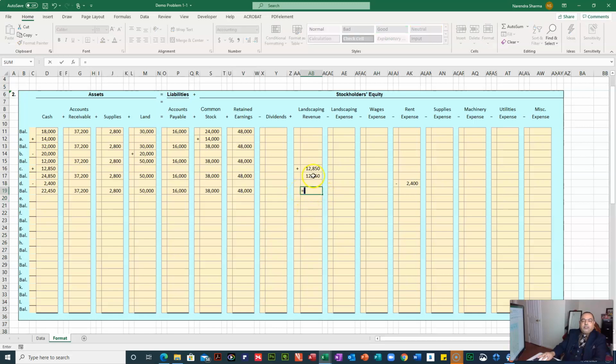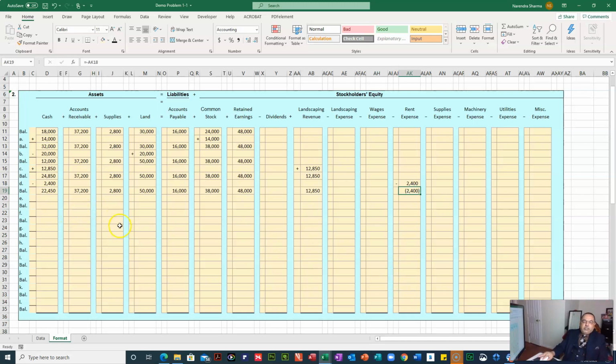And then of course this is 12,800. And this is going to be of course minus 2,400. We have to show that as a parenthesis because it's a minus amount. Or you may continue to do right here minus and then write the amount, but I would prefer to write in the amount column, and a parenthesis would mean that's a negative amount.